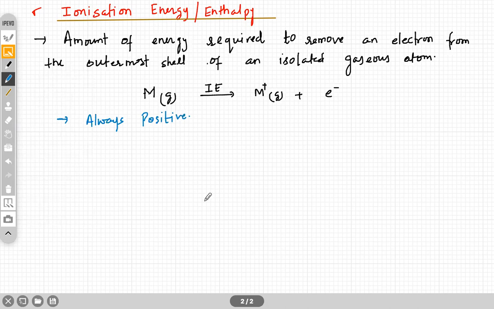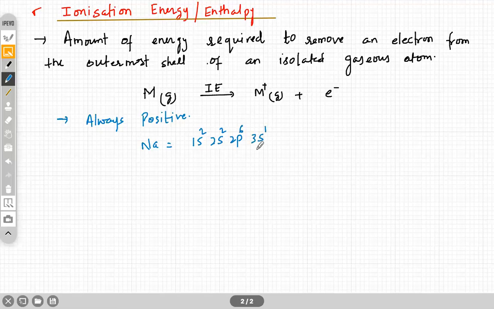Suppose you have an atom. I'm taking an example of sodium, Na. Its electronic configuration is 1s2, 2s2, 2p6, 3s1. Okay. If you want to remove an electron from third shell, the outermost shell, the first electron you are removing, the energy required for this is IE1, the first ionization potential. This one is IE2, 3, 4, 5, 6, like that.